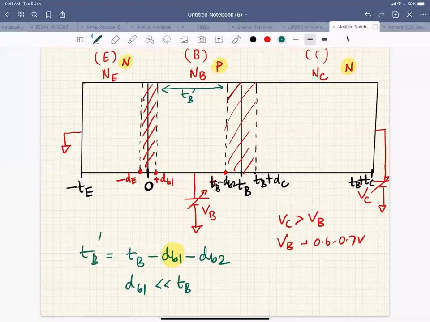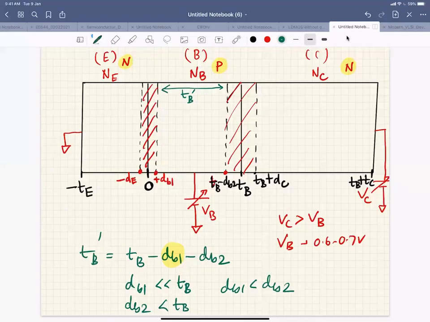Because this is a forward biased junction, and dB2 is also lower than TB, but dB1 is anyway lower than dB2, because you see this junction is sufficiently forward biased, right? So your dB1 will be much lower than dB2.